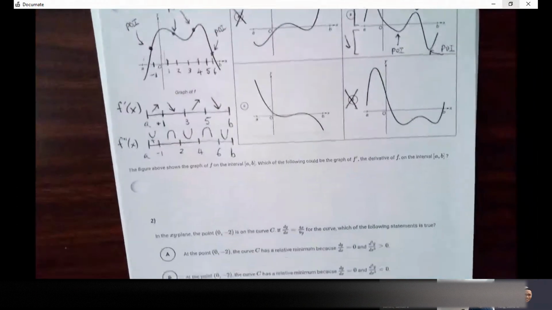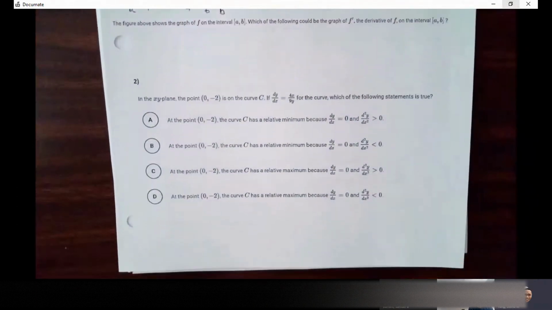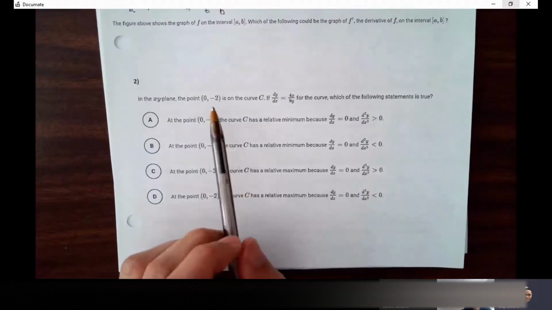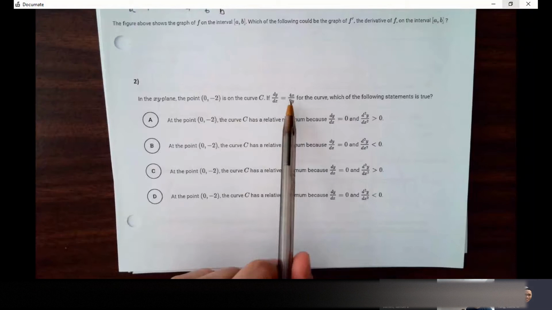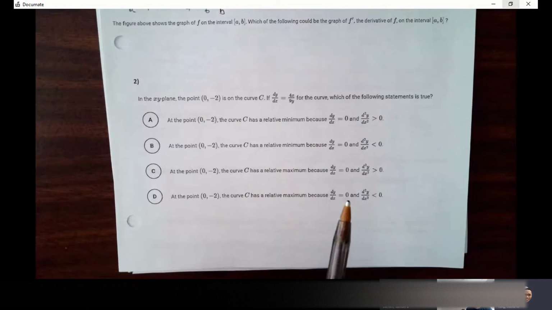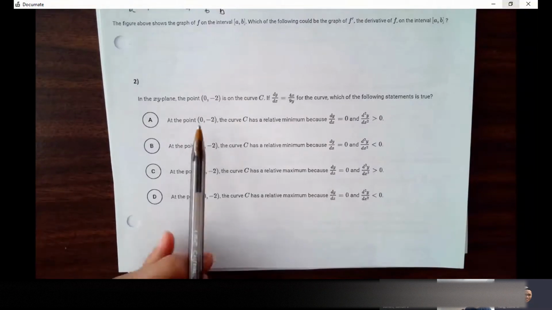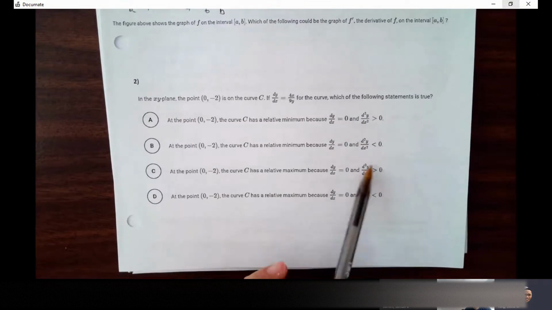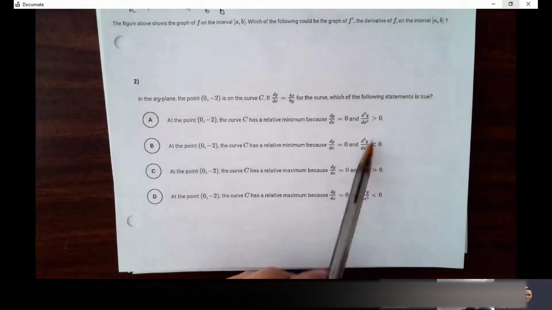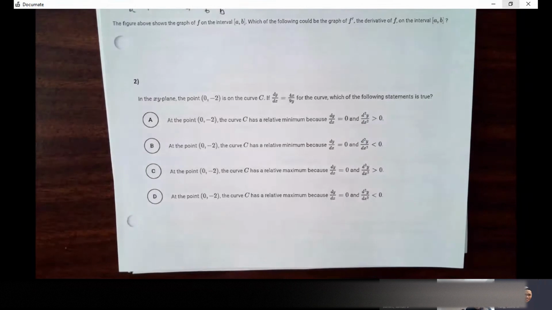All right, number 2. In the xy plane, the ordered pair (0, -2) is on the curve. If dy/dx is equal to 4x over 9y, which of the following statements is true? Okay, so at these ordered pairs, there's a relative minimum because dy/dx equals 0 and the second derivative is greater than 0. So this is applying a little bit of the second derivative test.